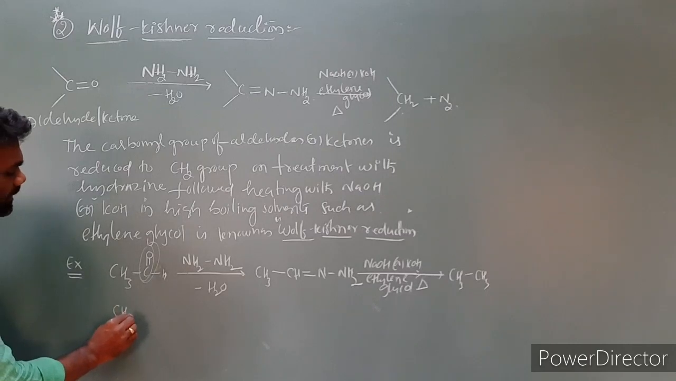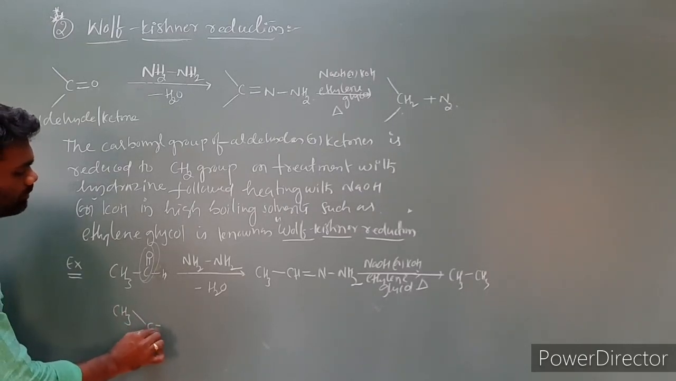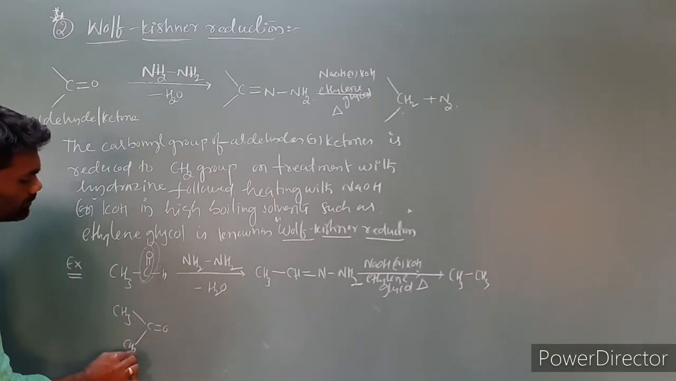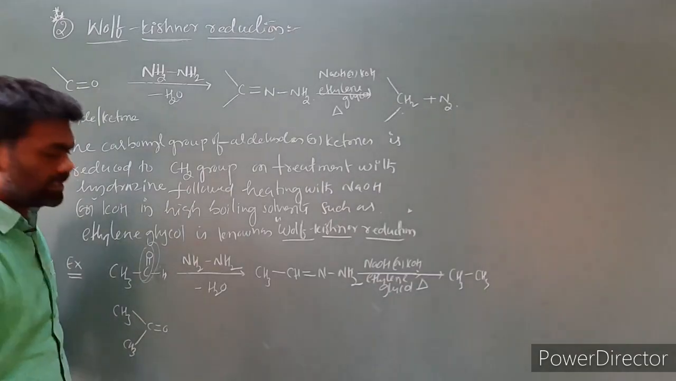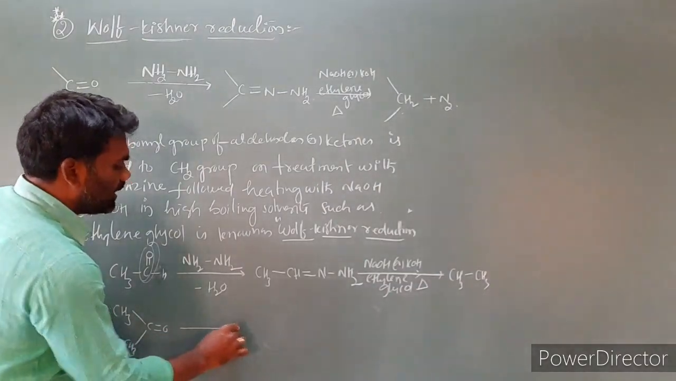Take one more example for better understanding. I am taking CH3-C double bond O-CH3, CH3COCH3. This I took as a ketone.